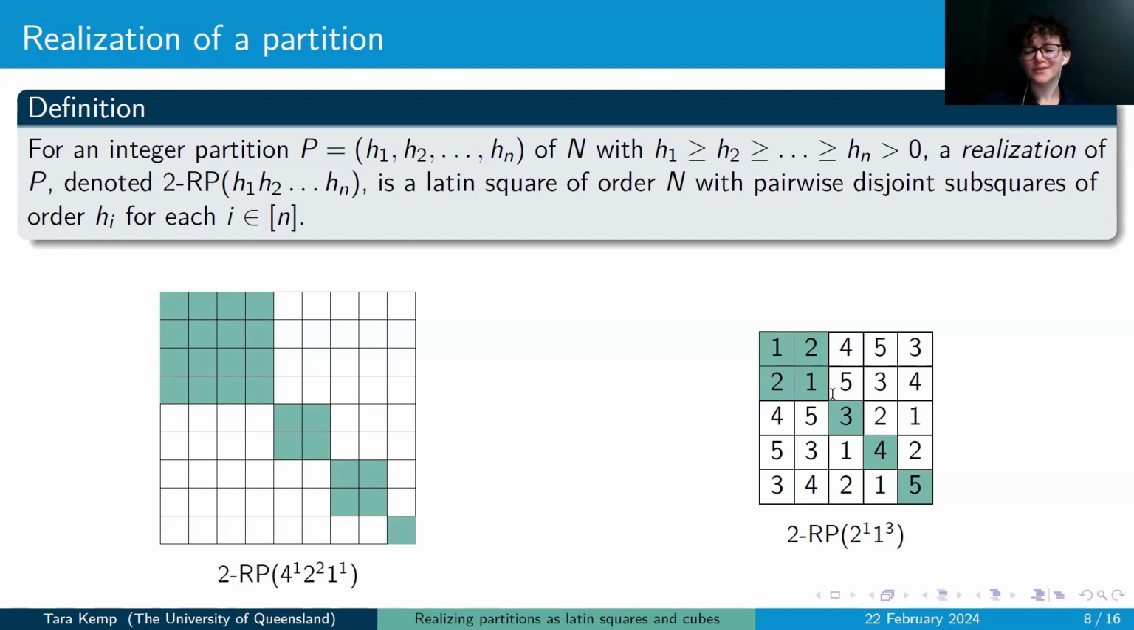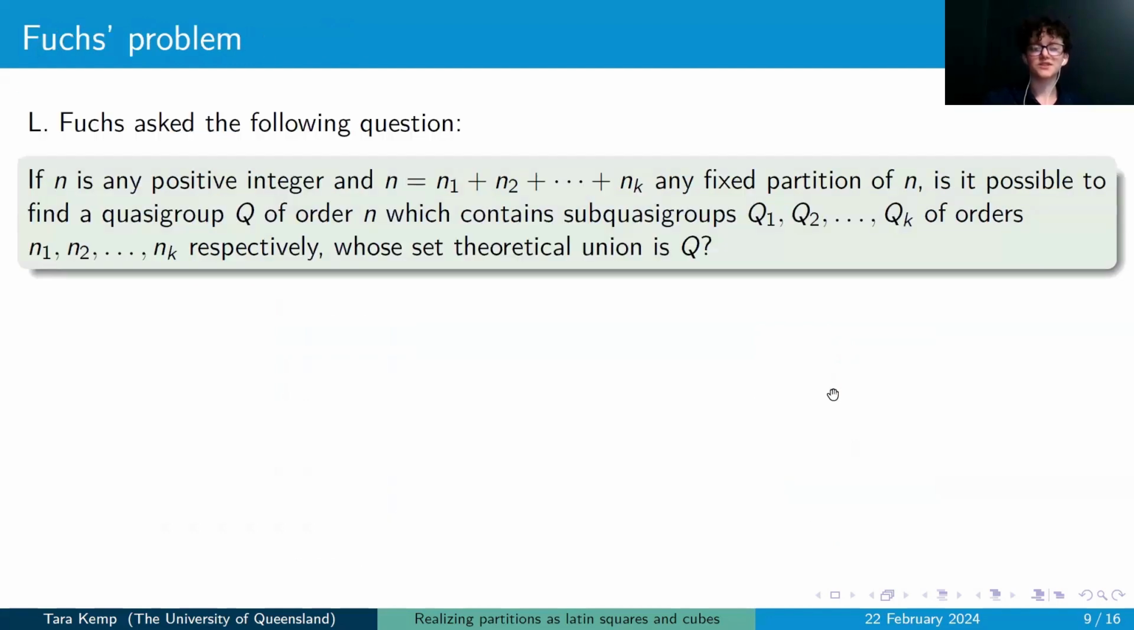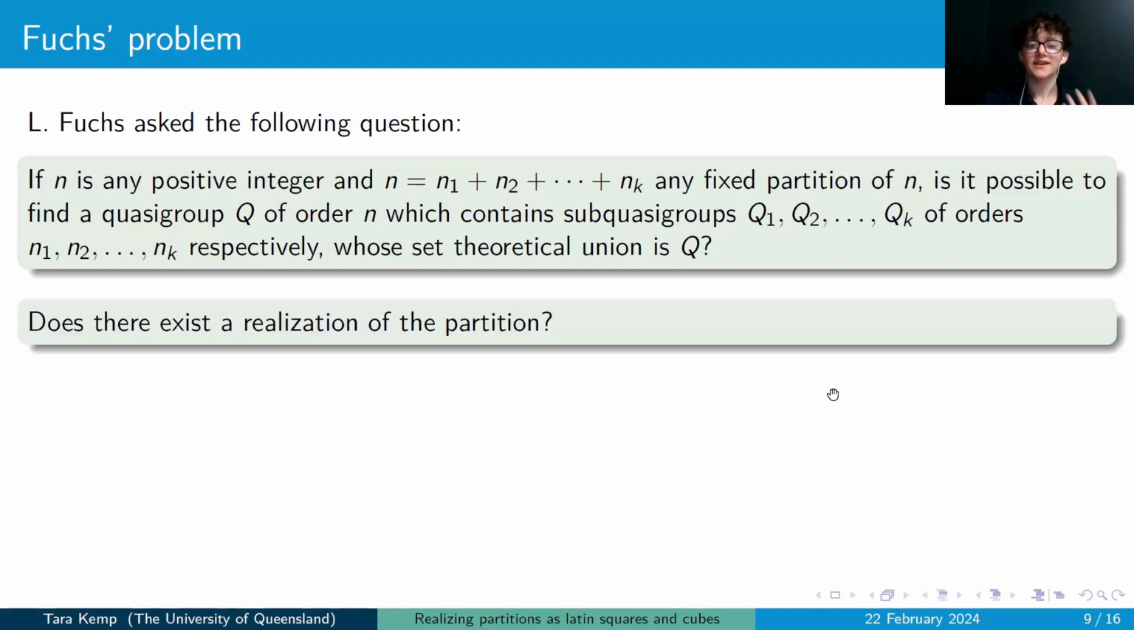But why do we care about realizations? Well, there was this question asked by Fuchs. He asked about quasigroups, whether you can find a quasigroup of order n with subquasigroups corresponding to the parts of your partition. Now, this is quite a very complicated question with lots of big words, but it turns out quasigroups are equivalent to Latin squares. So all this is really asking is, if you have a partition, is there a realization of that partition? And so now the question is, if I have a partition, can I find a Latin square with this set of subsquares that are all disjoint? And is it possible to fill that square?